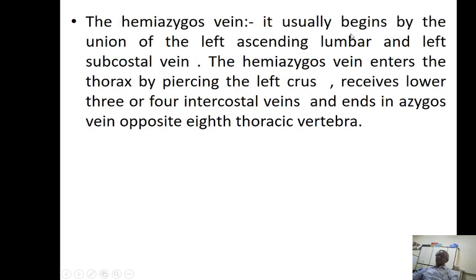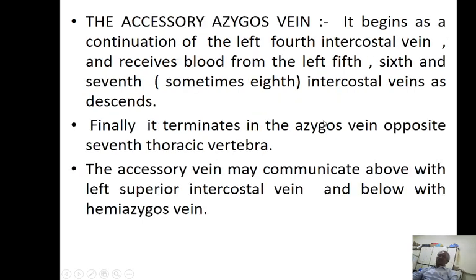The hemiazygos vein usually begins by the union of the left ascending lumbar and left subcostal vein. The hemiazygos vein enters the thorax by piercing the left crus, receives the lower 3 or 4 intercostal veins, and ends in the azygos vein opposite the 8th thoracic vertebra.